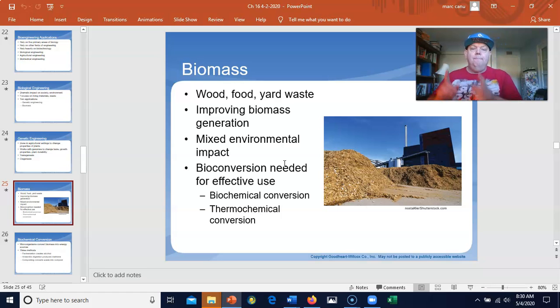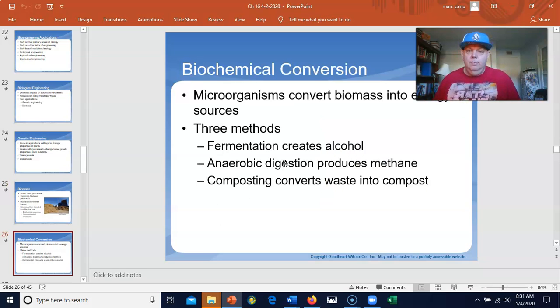Now, we got to talk about bioconversion. Okay, bioconversion, we're changing something. We're changing living material from one thing into another. Okay, so we talk about biochemical conversion, which is a pretty common thing. It can also be a natural process, and there's thermochemical conversion.